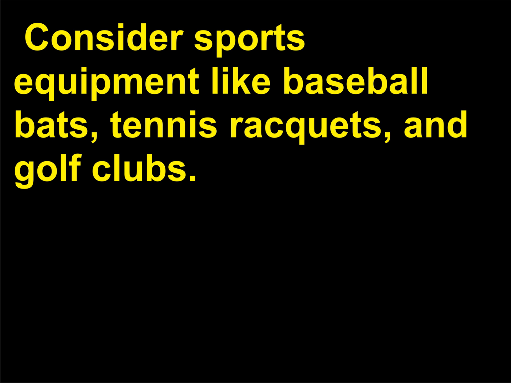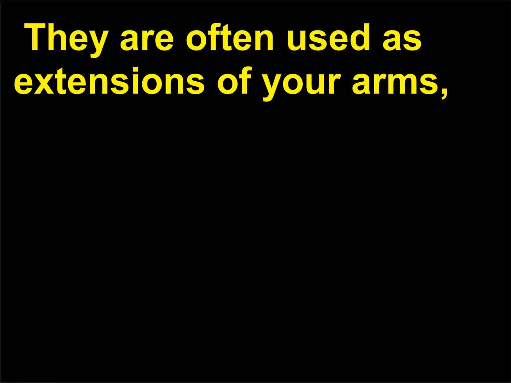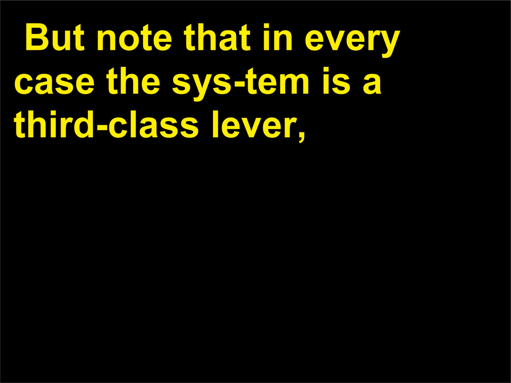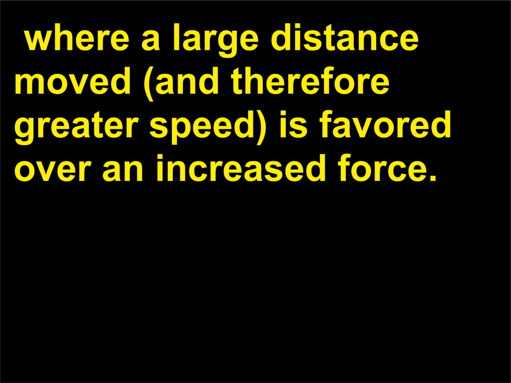Consider sports equipment like baseball bats, tennis rackets, and golf clubs. They are often used as extensions of your arms. So the person plus the bat or club has to be examined together. But note that in every case the system is a third-class lever, where a large distance moved, and therefore greater speed, is favored over an increased force.